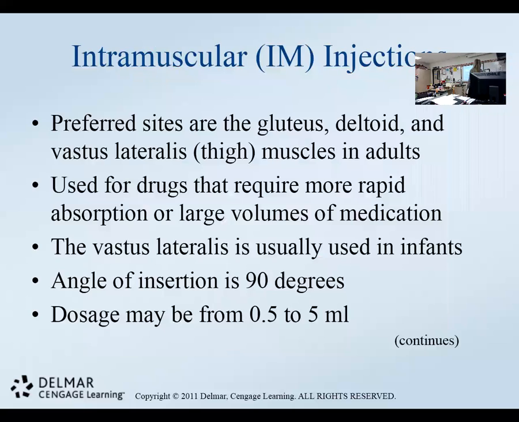Okay, intramuscular injection, IM. Preferred sites are the gluteus, deltoid, and vastus lateralis. We all know that. Thigh, hips, and then the deltoid up here. Used for drugs that require more rapid absorption. So typically the deeper you go, the faster that medicine gets absorbed. Intradermally, it's going to take some time. Sub-Q is going to take longer than intramuscular. Intramuscular is going to take longer than intravenous.